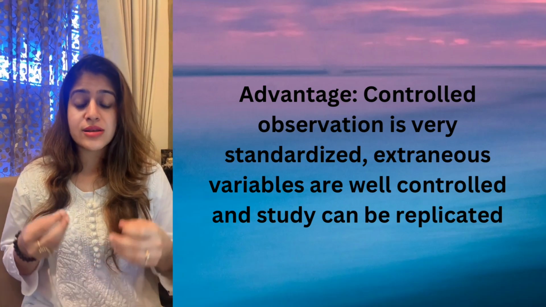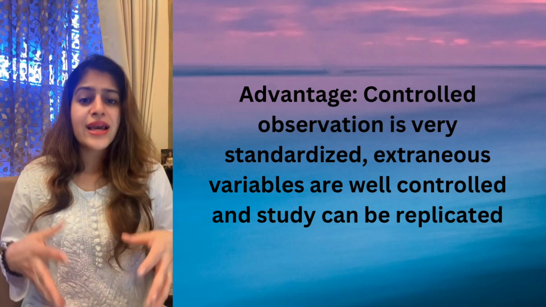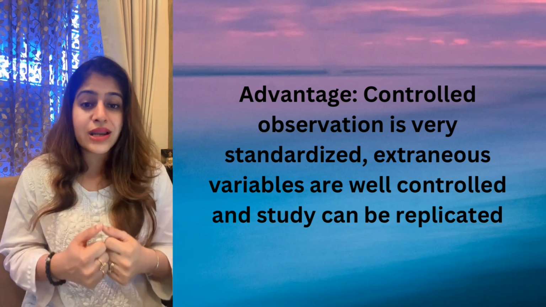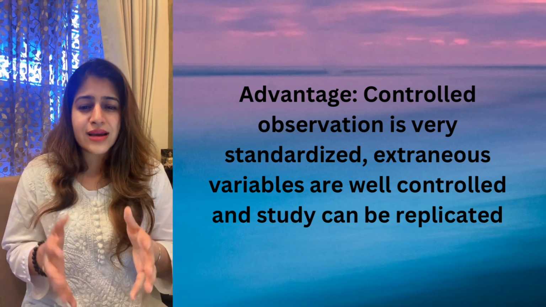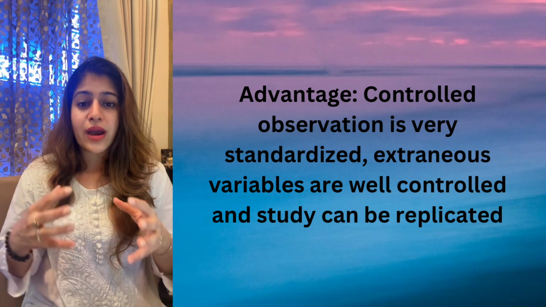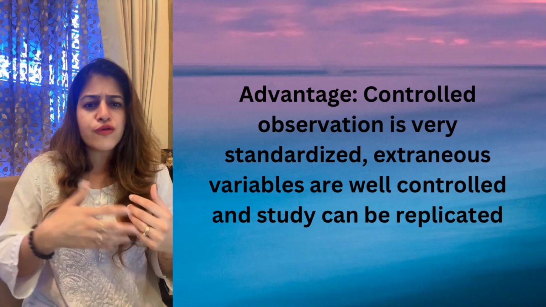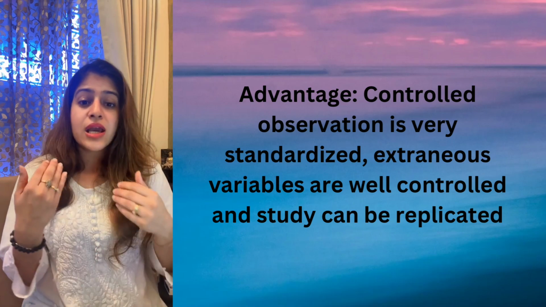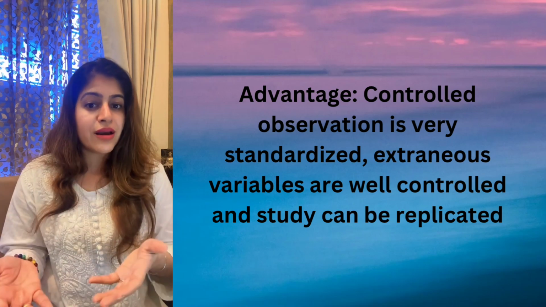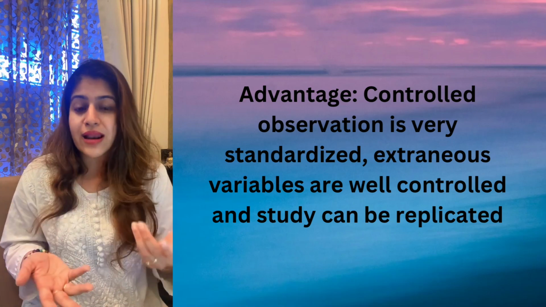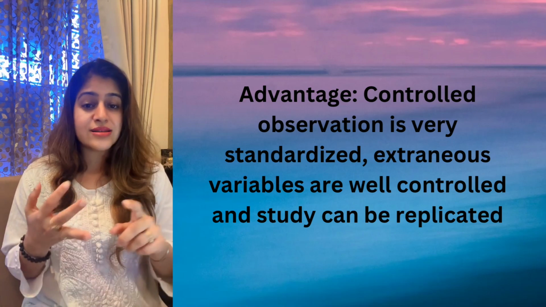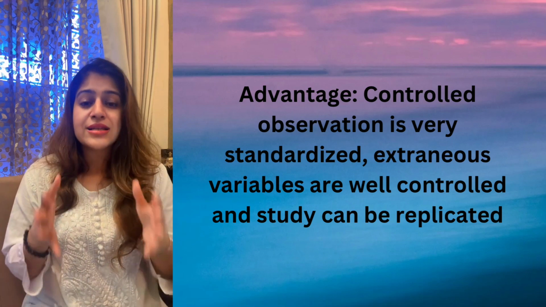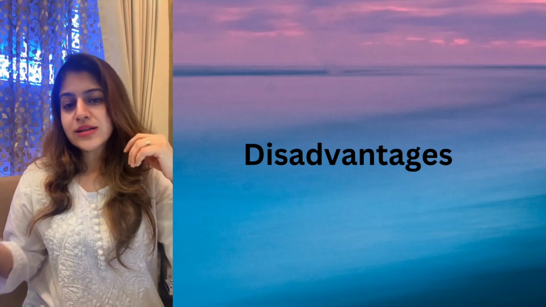Last advantage is the advantage of controlled observations. In controlled observation, there are many factors and variables that are very well controlled. It becomes very standardized. It is an artificial setting where I, as a researcher, am taking care of so many variables, and the process can be replicated many times. Even other observers can do this experiment again and again. So the reliability is high, standardization is high, there are fewer extraneous variables, and it is easy to replicate and even easy to compare. We are done with the advantages.